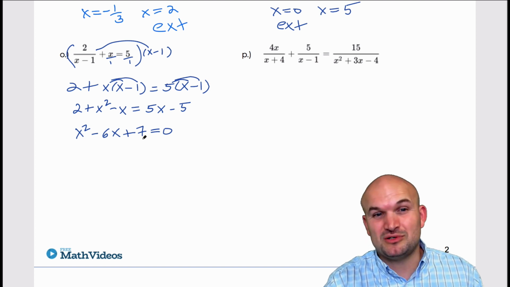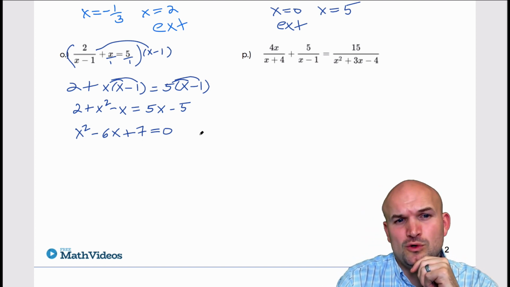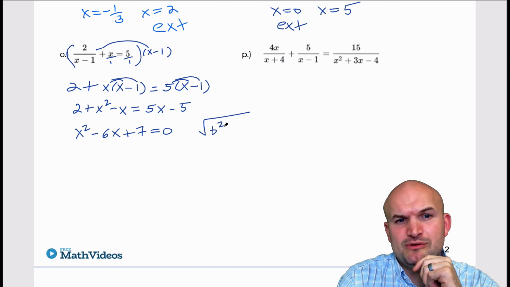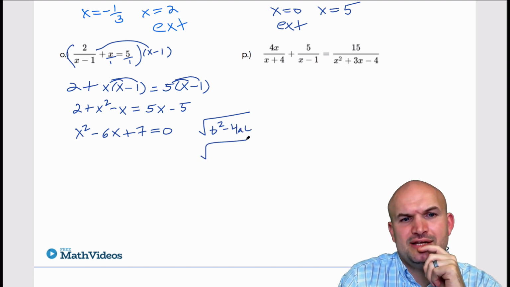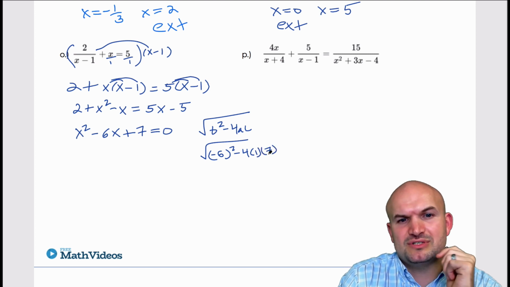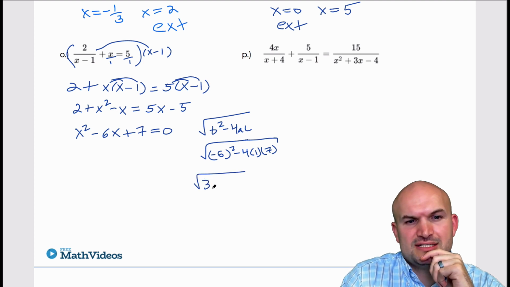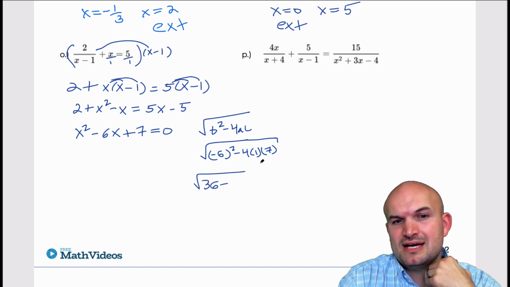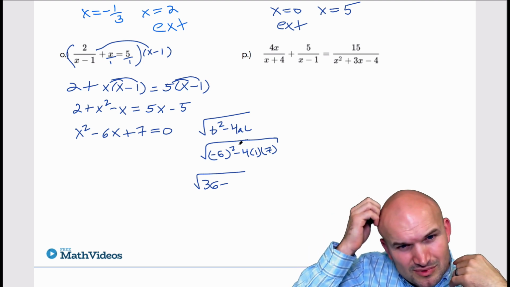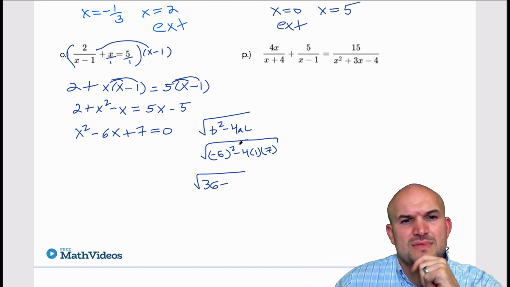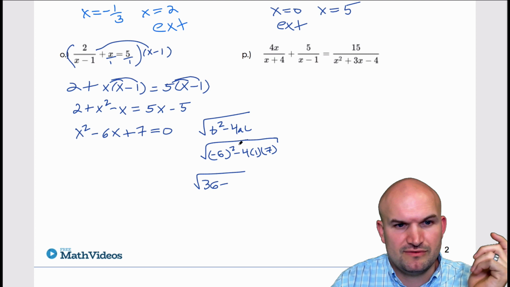So this is non-factorable. So before I do the whole quadratic formula, let's just do the discriminant to see if there are actually any real solutions. So when doing this, I do b squared, which is negative 6 squared, minus 4 times a, which is 1, times c, which is 7. And what I get here is 36 minus 4 times, oh, that does work. So that does work, so I can use the quadratic formula for that one.